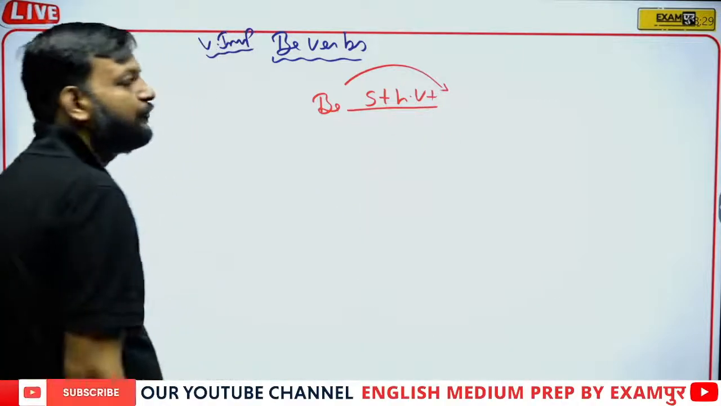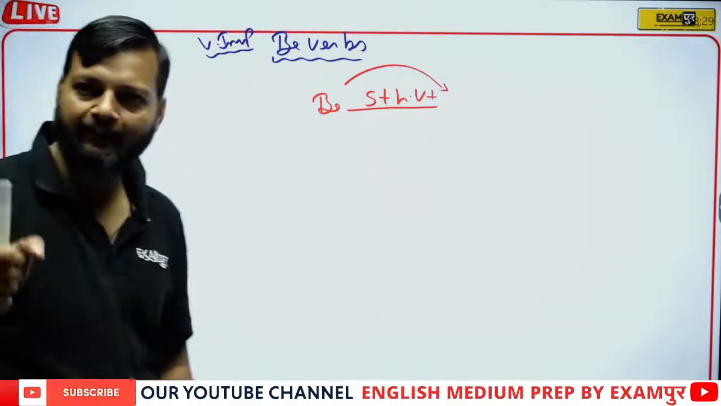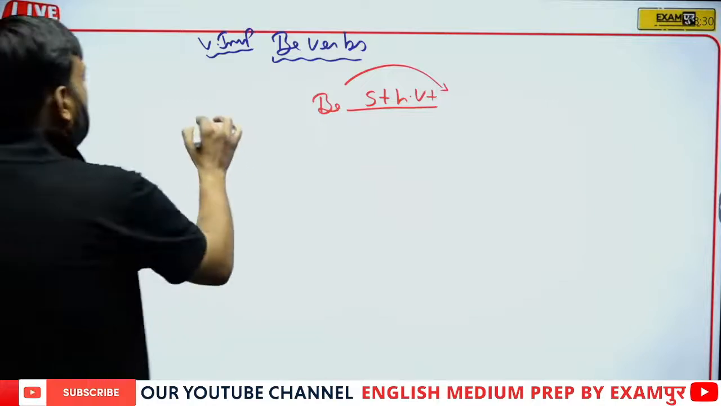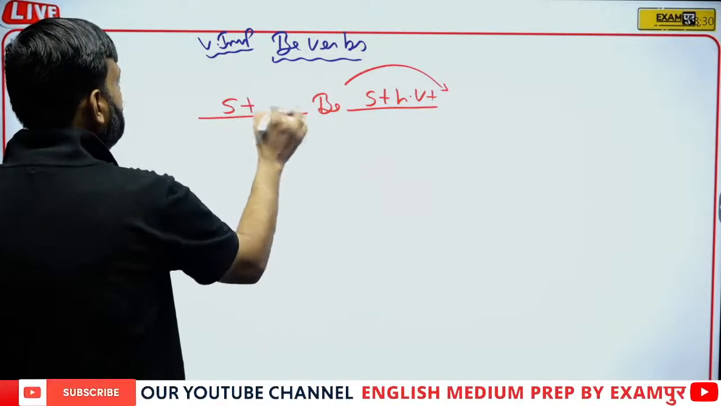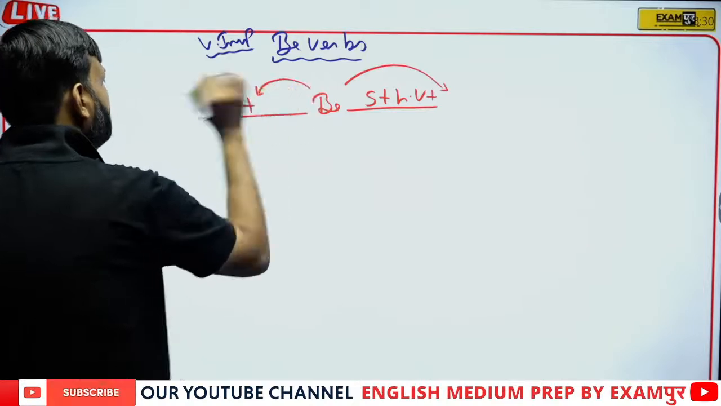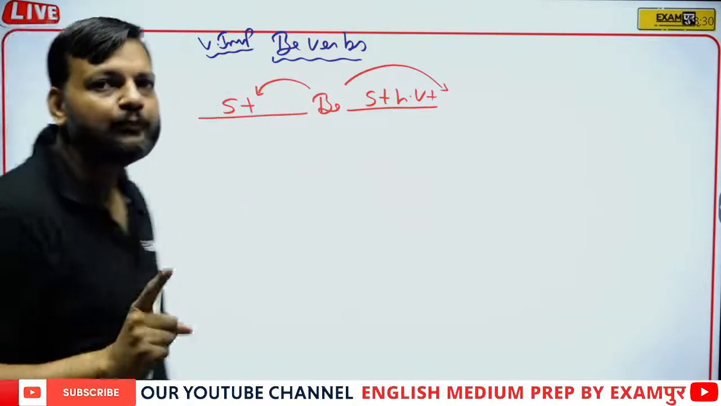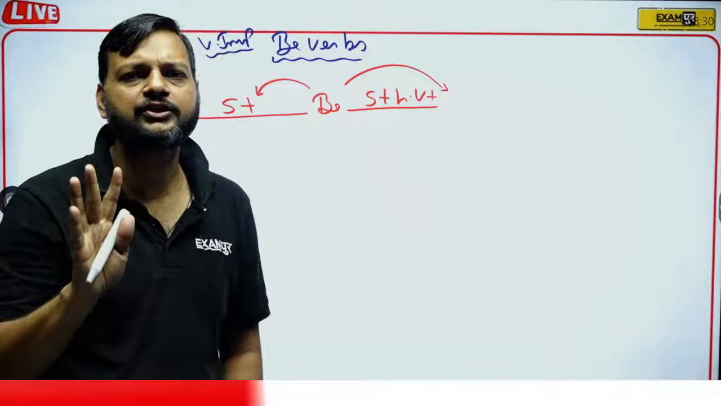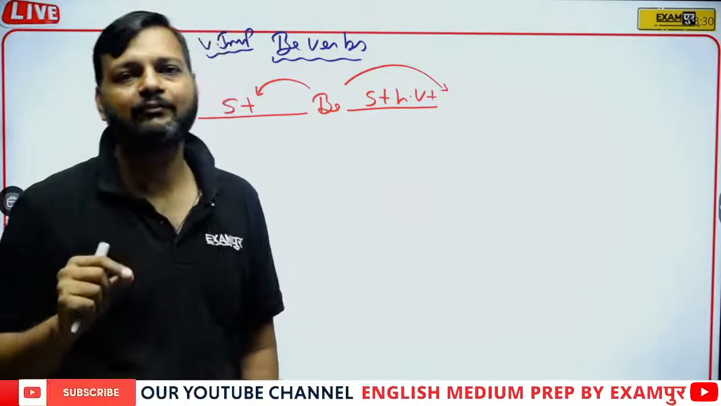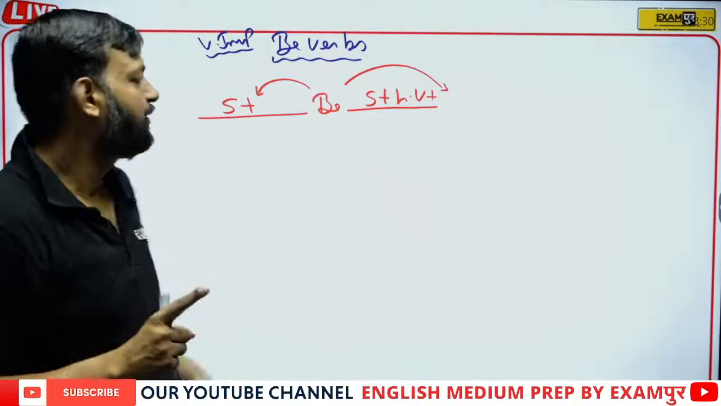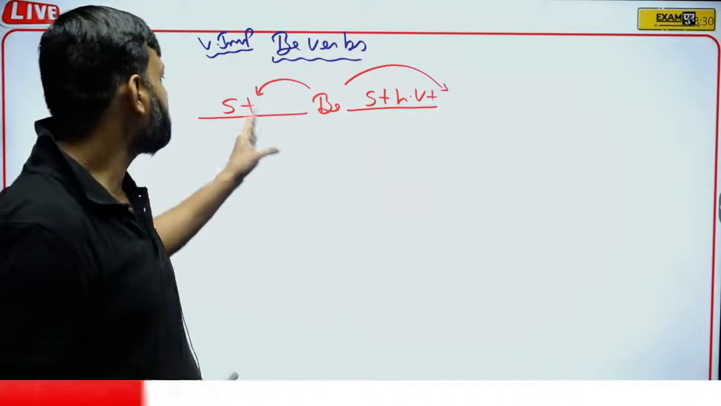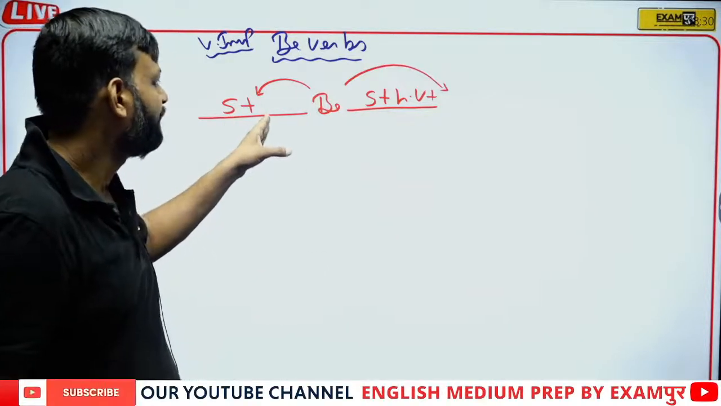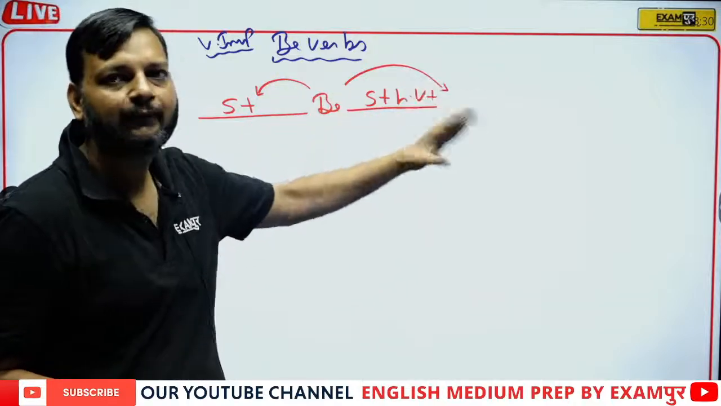Okay, be verb can be used after helping verb. And be verb can also be used right after the subject. So there are two positions where a be verb can be used, right? First is right after the subject and second one is after helping verb.